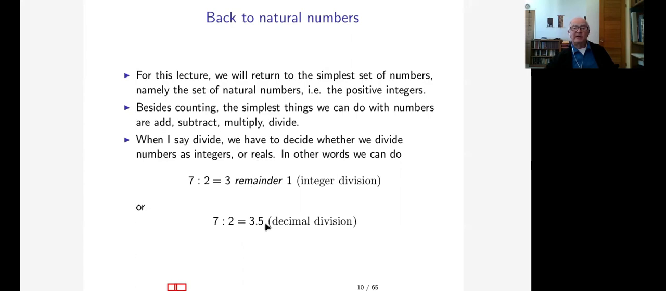And nowadays, you say division, even a middle school child would say, what do you mean, division with remainder or division with a decimal point? And so we have to make clear whether, so for instance, 7 divided by 2, you can say it's 3 with remainder 1. That's what we call integer division. Or 7 divided by 2 is 3.5, and that's what we call decimal division or floating point division. So we need to make a distinction between the two. We are interested in this integer division, that's the simpler one.